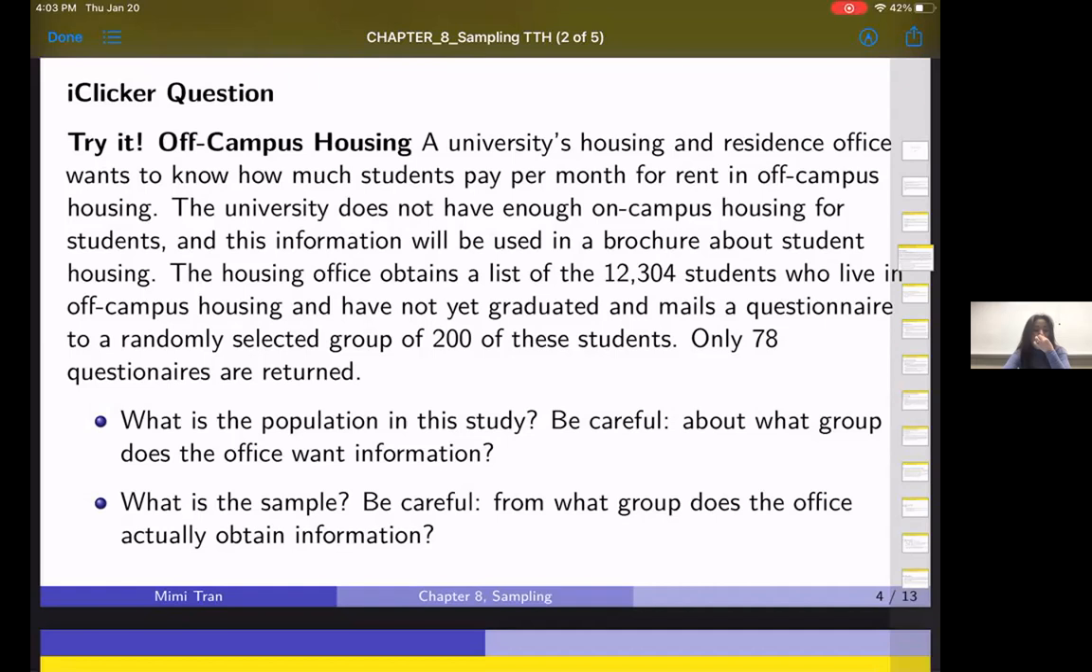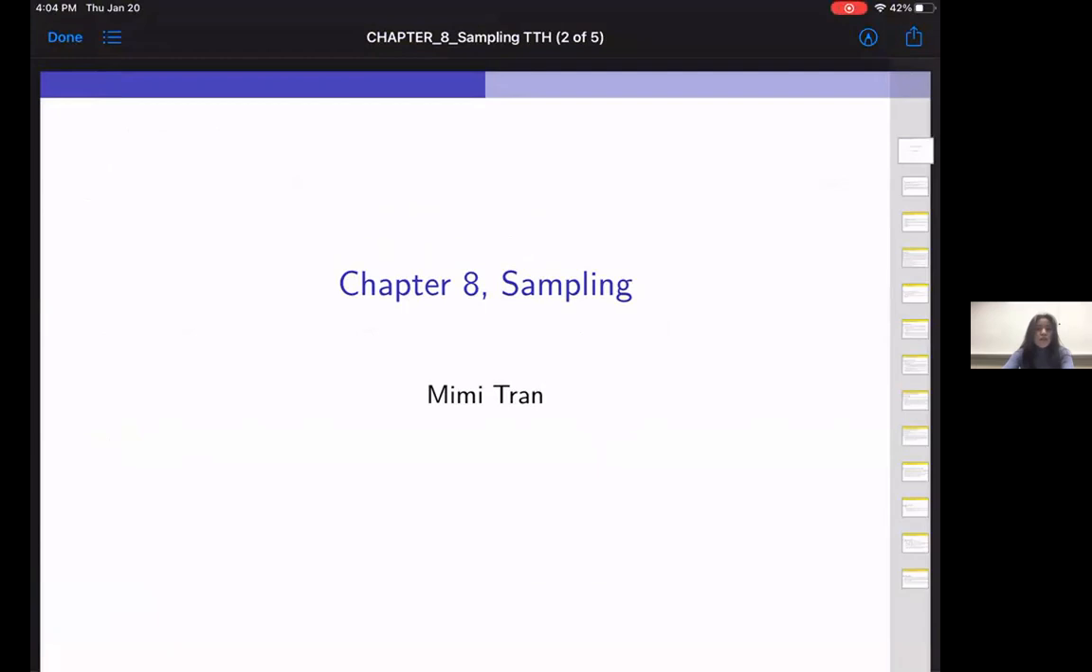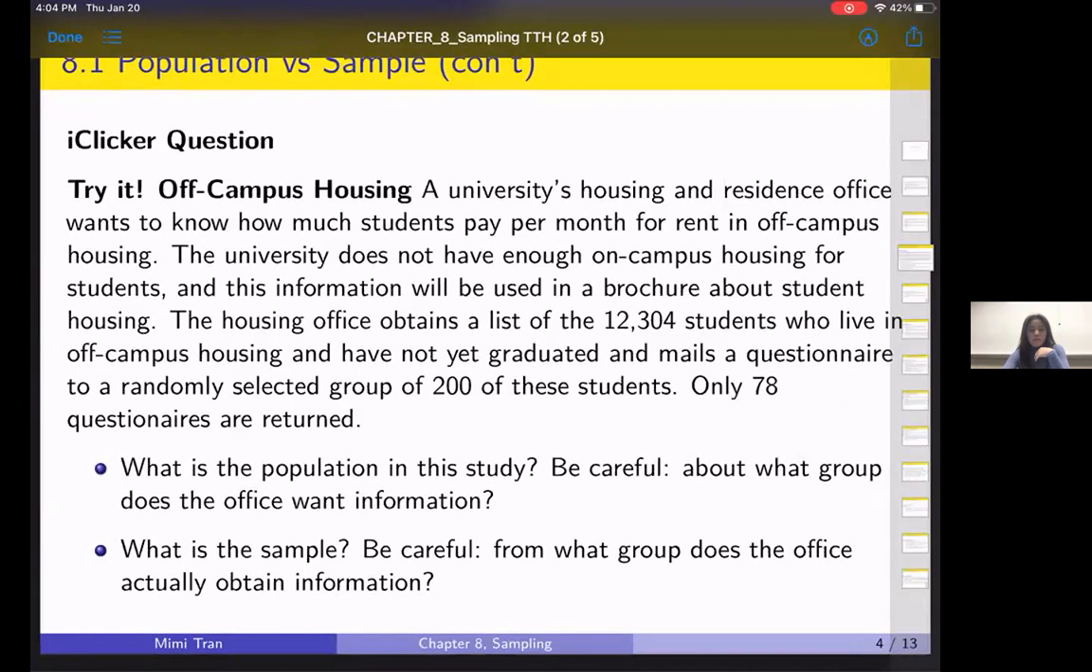Maybe I'll make it in iClicker. Sorry, my hand touched the screen again. Poll. It's going to be a short answer. So I want you to answer: what is the population and what is the sample in this study? Just try your best.